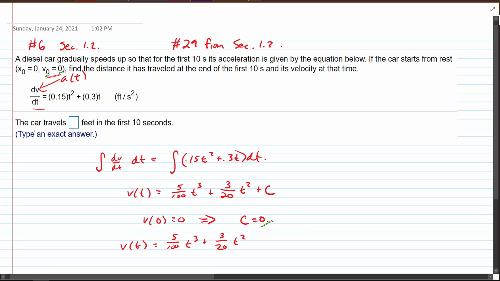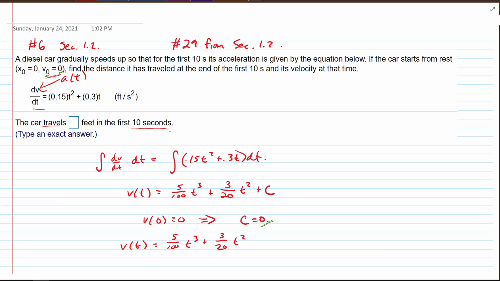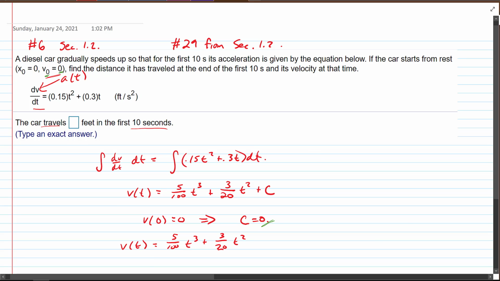Folks, be careful. This question sort of comes about in an order you wouldn't quite expect. It asks for how far the car travels in the first 10 seconds. It doesn't ask what the car's velocity is in the first 10 seconds. So we are not ready to answer this first question with the problem. The next thing we need to do is find the displacement function. Typically we use s to represent displacement.